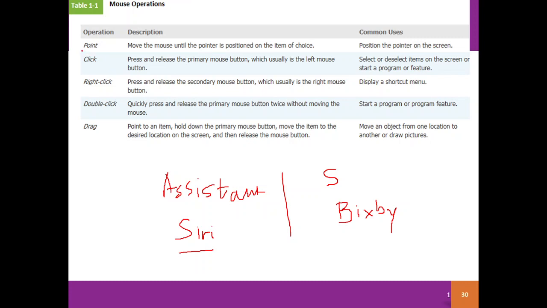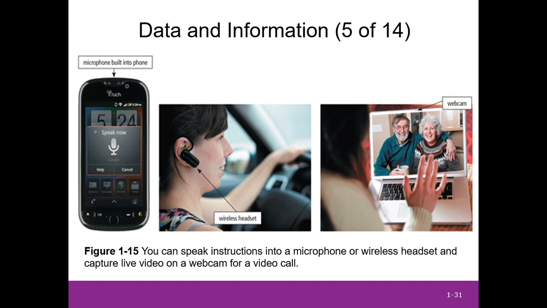Again, this is what you can do with the mouse pointer. So what does that mean? Click, what does that mean? Right click, double click, drag. So I hope you're aware of these things, these actions. You can do these things with the mouse, and this is how they are defined, if you want to know precisely what they are.